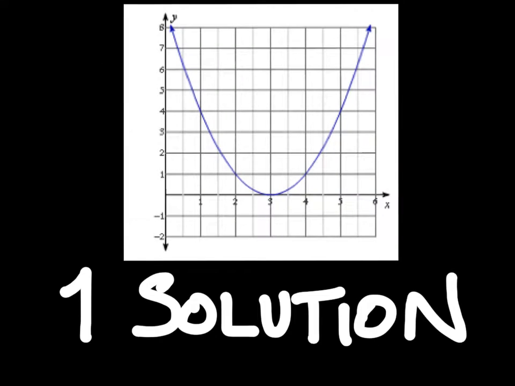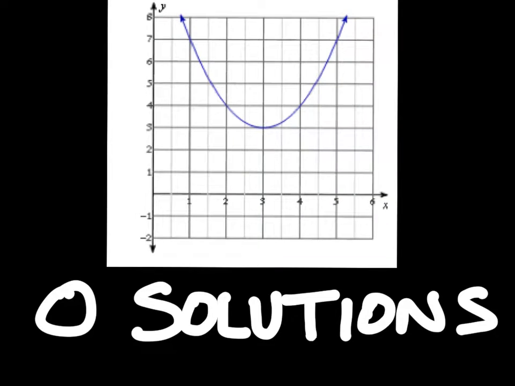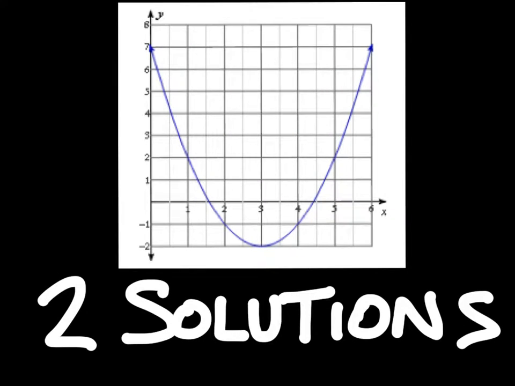Look at this graph. This graph touches the x-axis at exactly one spot, right here at the 3. If it only touches the x-axis at one spot, then that means it has one solution. If the graph does not touch the x-axis at all, then this has no solutions. And if the graph touches the x-axis at two places, then it's going to have two solutions.